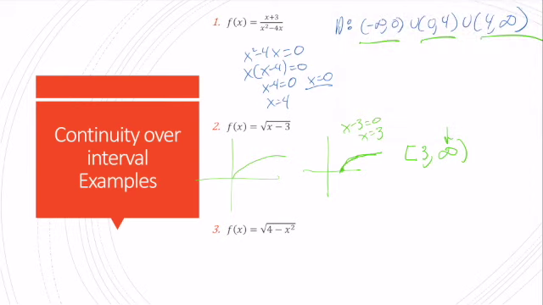Last but certainly not least, I have the square root of 4 minus x squared. Okay? And this is continuous from negative 2 to positive 2. And here's why. Because if I plug in a number bigger than 2, like 3, this becomes an imaginary number. So this is going to be continuous from negative 2 to 2, and here's why. Because the limit from the left is 0, and the limit from the right is 0.